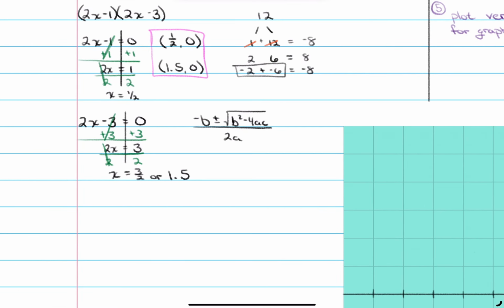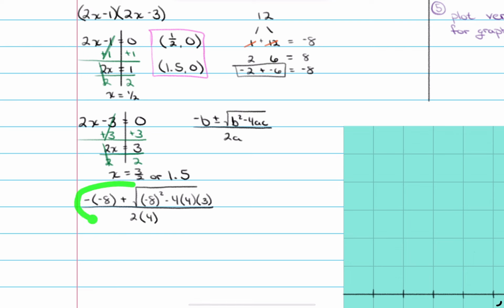so I'm going to do the opposite of negative 8 plus, we're going to do both, the plus and the minus, the square root of negative 8 squared minus 4 times a, which is 4, times c, which is 3, over 2 times my 4. So if I do it this way, all I have to do is plug this into my calculator as I wrote it. That's why you use parentheses for substitution. Okay?